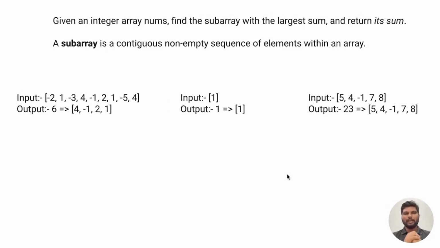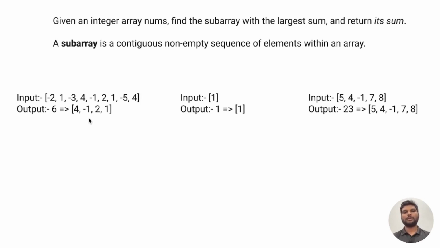Given an integer array nums, find the subarray with the largest sum, and we need to return that sum. Okay, now what is a subarray? A subarray is a continuous non-empty sequence of elements within an array. Let's take the example of this array. The subarrays in this array can be -2; -2, 1; -2, 1, -3; and so on, up to -2, 1, -3, 4. Similarly, it could be 4, -1, 2, 1. Similarly, -1, 2, 1. So any non-empty sequence of numbers within an array is a subarray.